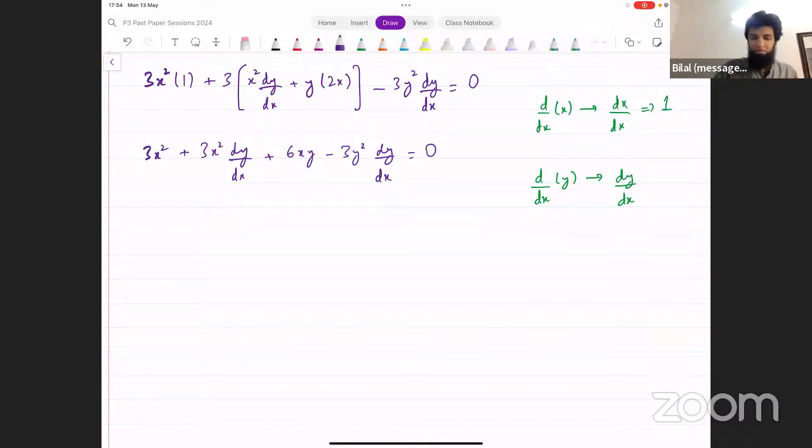Now it's simple algebra. Now, what does this become? You have 3 in every single term. You divide the whole thing by 3. What does that leave you with? That will simplify things for you. This will be x squared plus x squared dy over dx plus 2xy minus y squared into dy over dx.